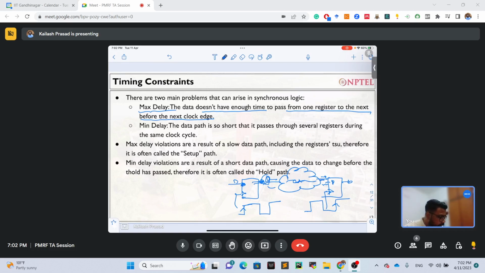So whatever the delay this path is taking, that is called the max delay constraint. So that much time period you have to provide. This time period, from the first clock edge to the next clock edge, should be at least this particular delay.